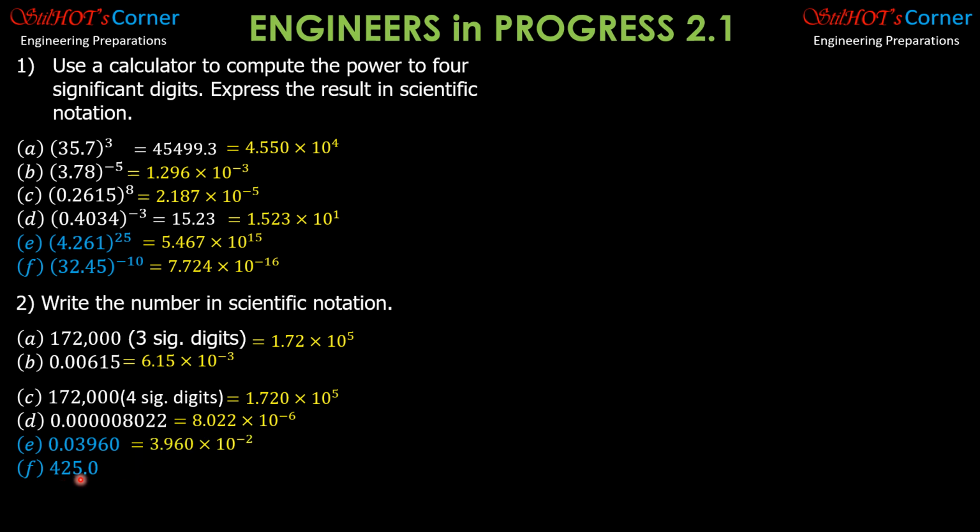And this one is moving the decimal 2 places. So 4.250. So meaning to say this 0 here is significant. So there are 4 significant figures. So to 4 significant figures, this is written 4.250 times 10 to the positive 2.